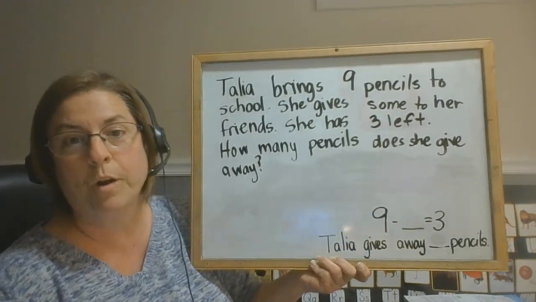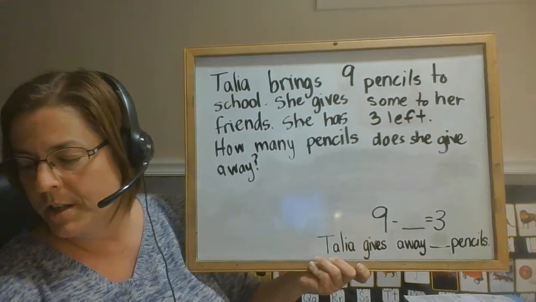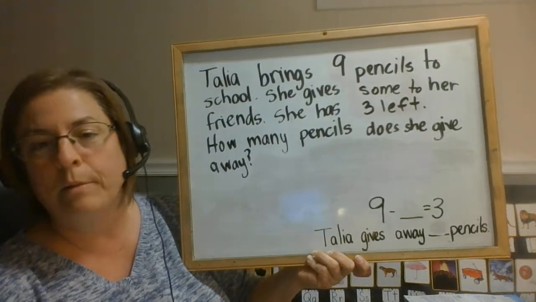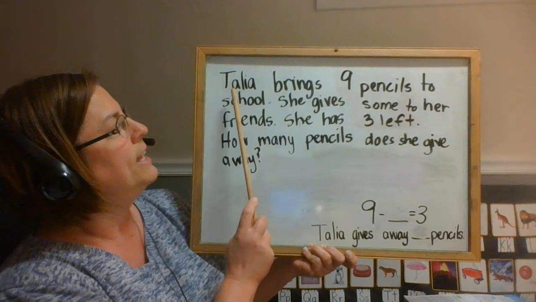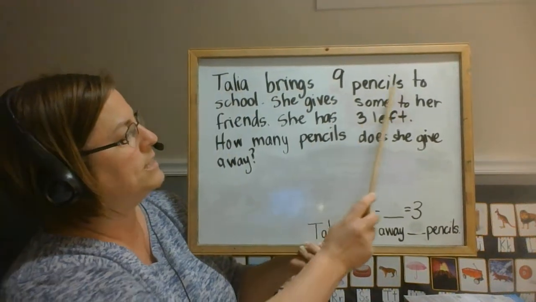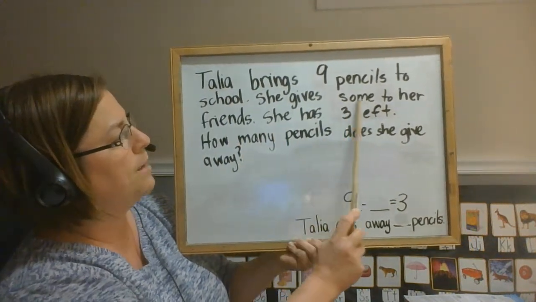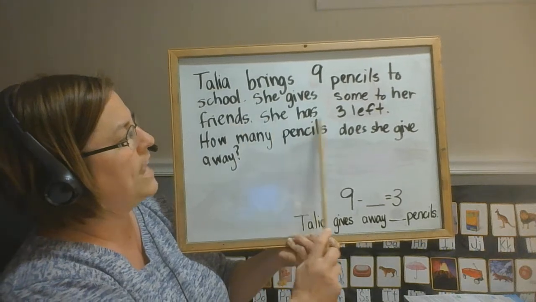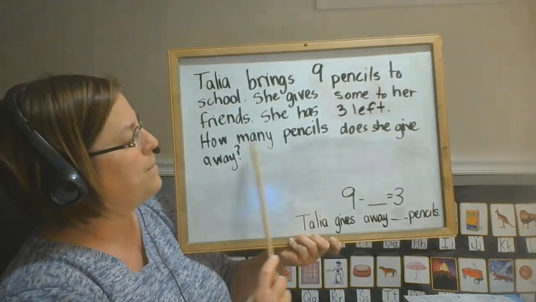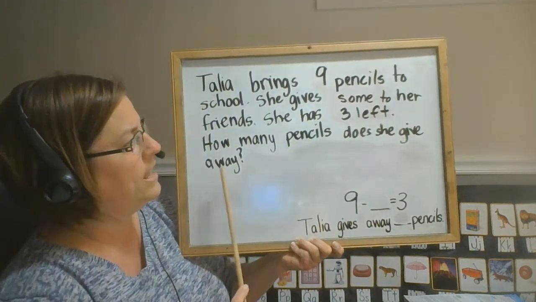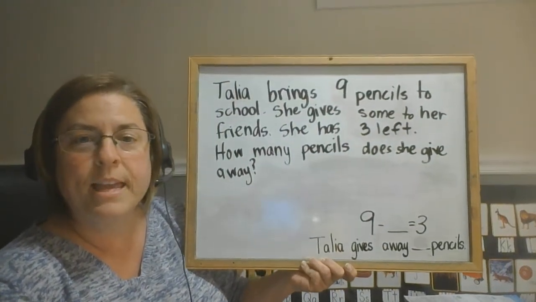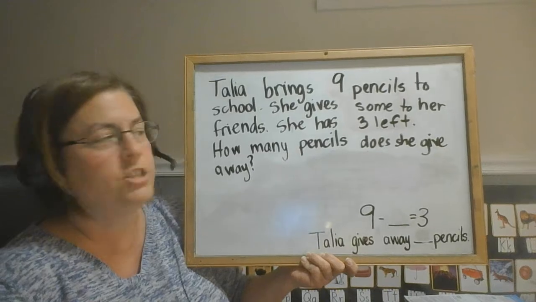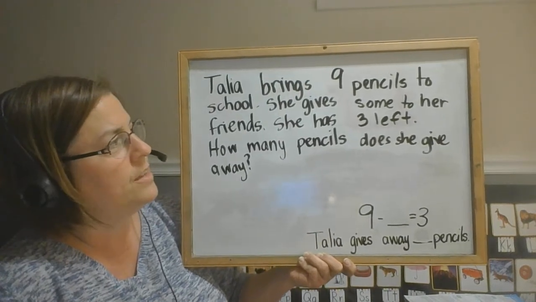While I read this word problem, I want you to think about what the problem is about. What is the problem about? Talia brings 9 pencils to school. She gives some to her friends. She has 3 left. How many pencils does she give away? So what is it about? It's about Talia bringing in pencils to school, and she gives some to her friends.